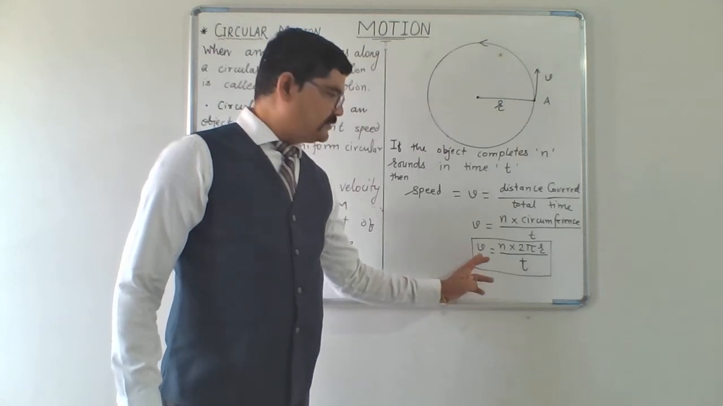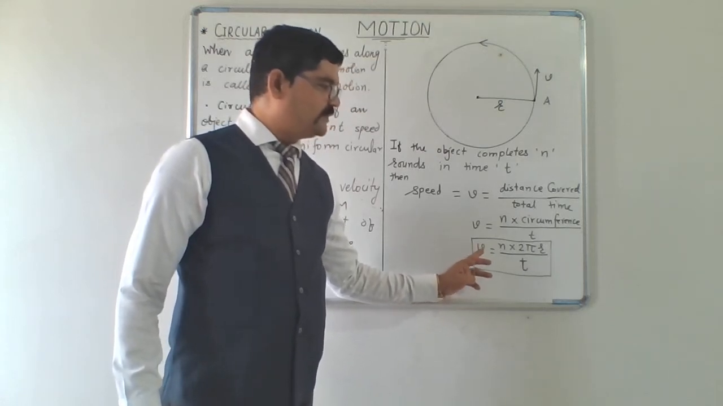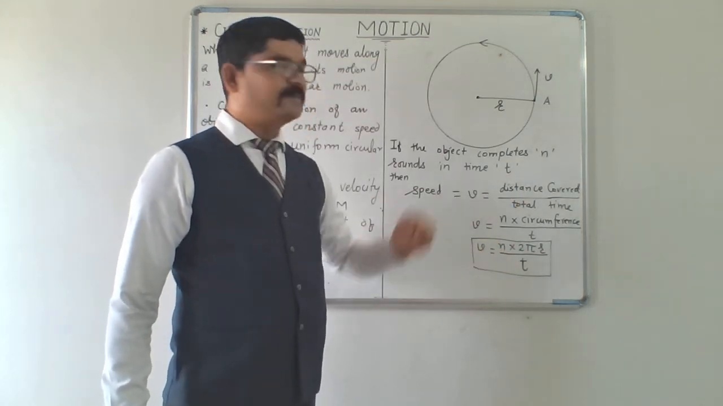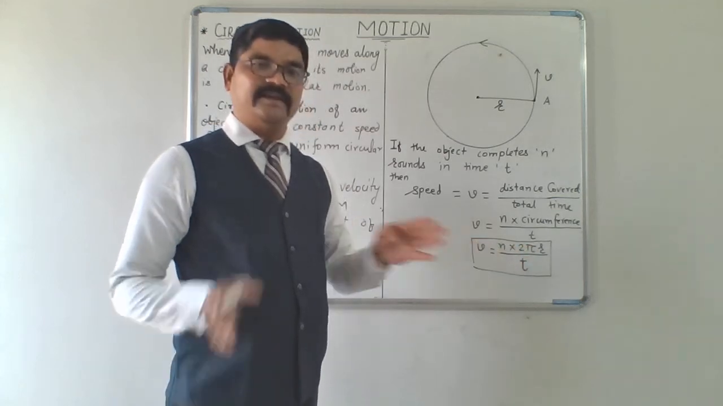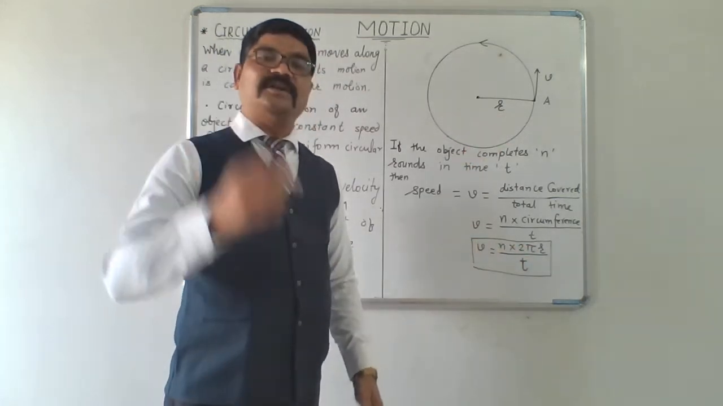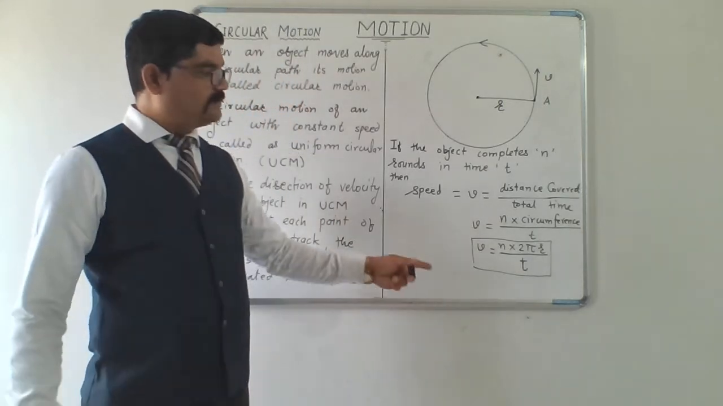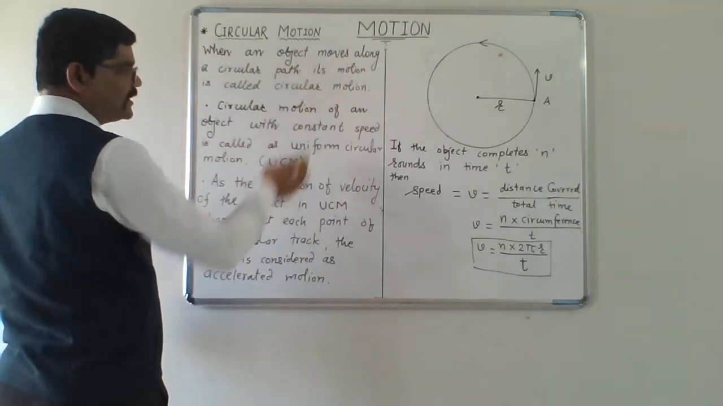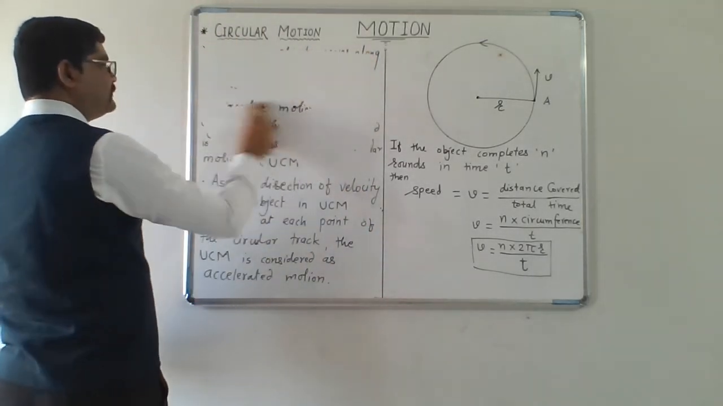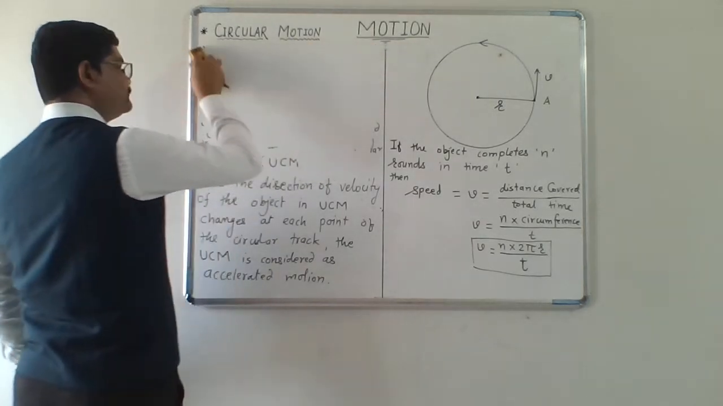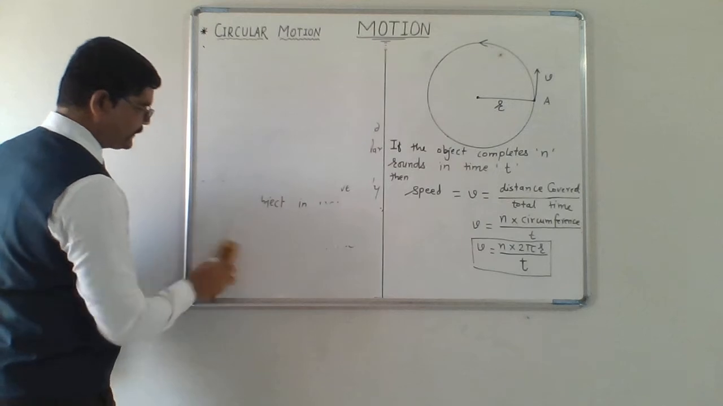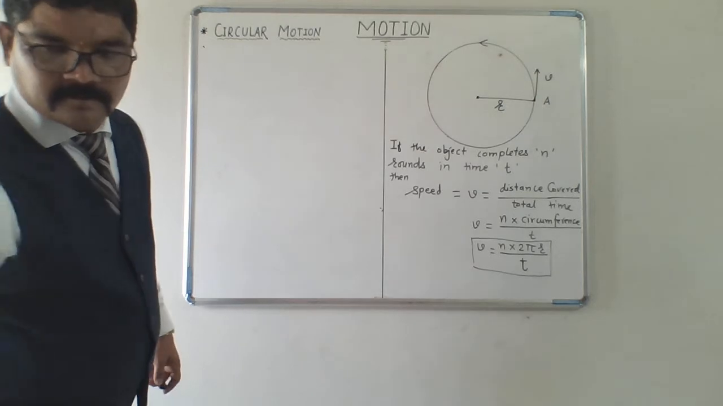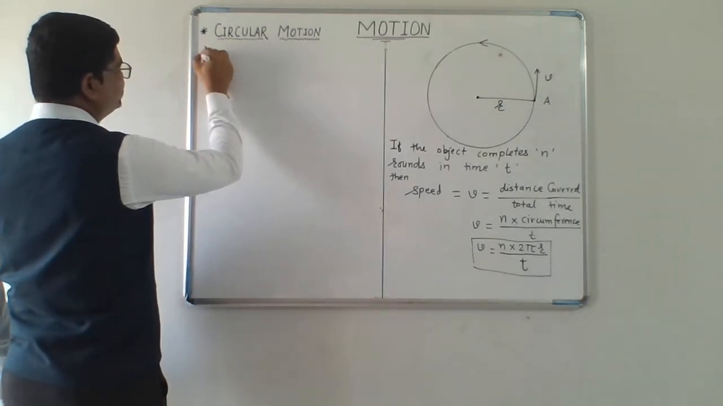In uniform circular motion, the speed of the object is given by V equals n times 2 pi r upon t, where n is the number of completed rounds, r is the radius of the circle, and t is the total time taken by the object to complete n number of rounds. Suppose the object is completing only one round. Then this will be a special case.